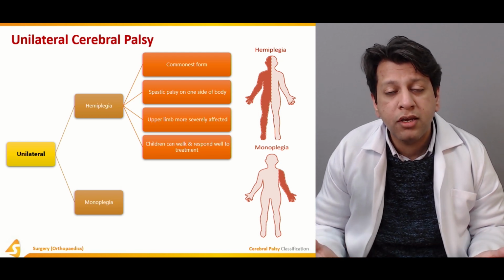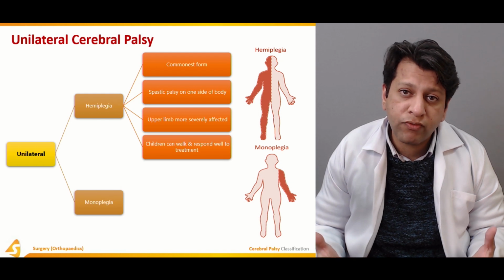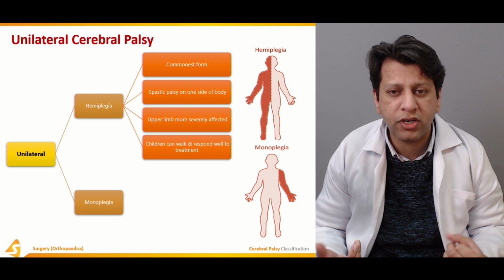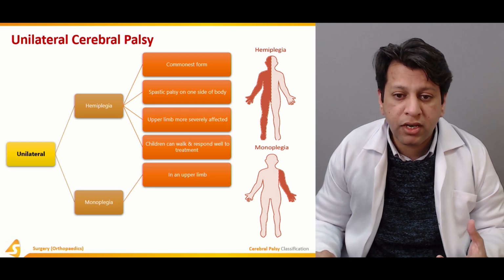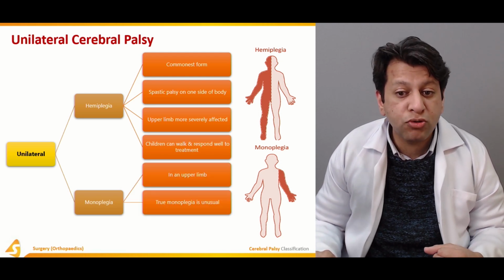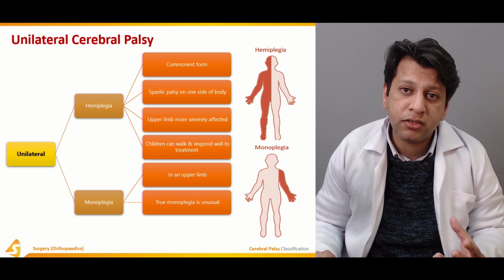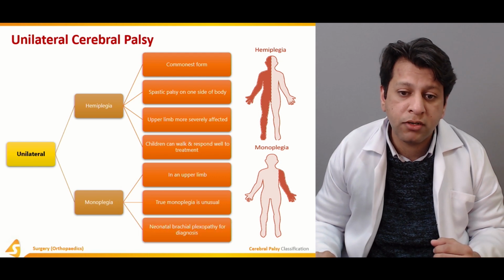That is, only either the upper limb, or one upper limb and one lower limb, is affected, but usually the upper limb is affected more. It mainly affects the upper limb. True monoplegia is usually unusual because there is always some degree of paresis of the other arm as well.